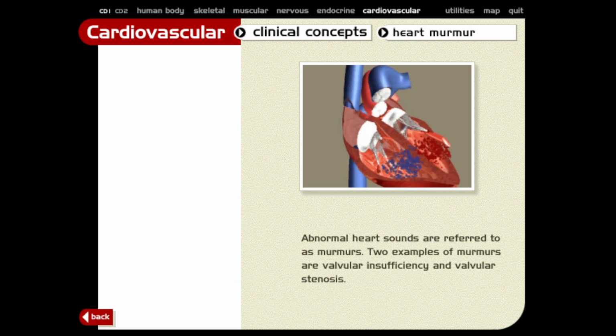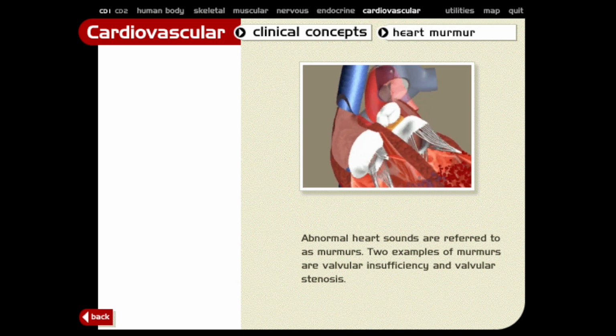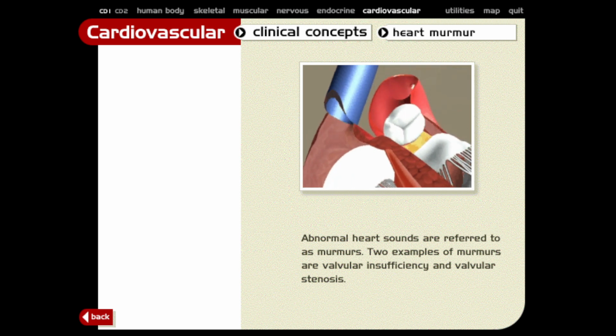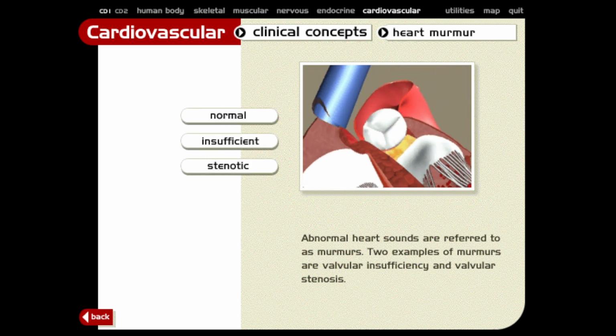Abnormal heart sounds are referred to as murmurs. 2 examples of murmurs are valvular insufficiency and valvular stenosis. You may compare normal, insufficient, and stenotic aortic valves by clicking on the buttons.